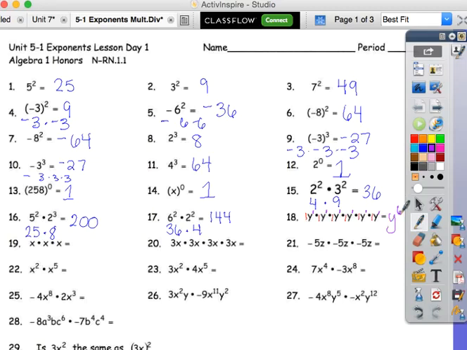Okay, and that's another rule now. That's the second rule that I have over here on the board that you should write down, which says, when multiplying with the same base, add the exponents.